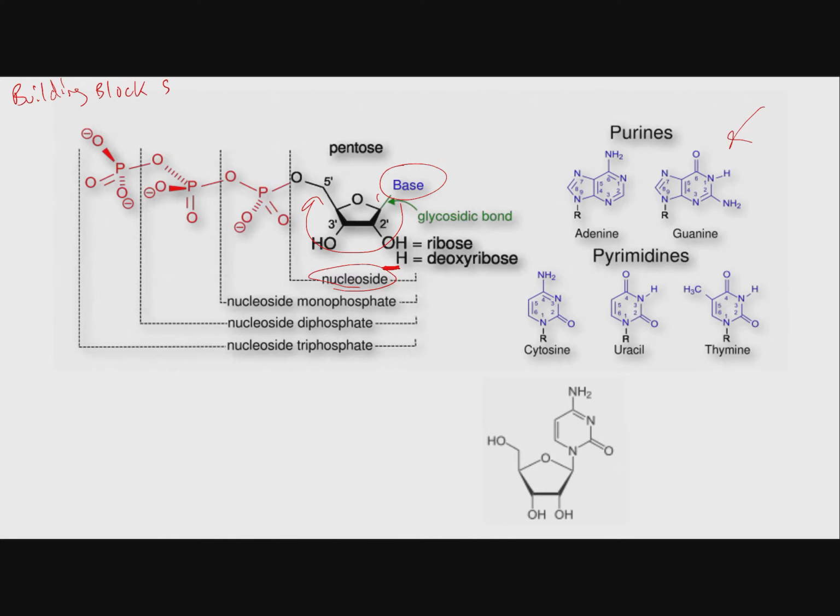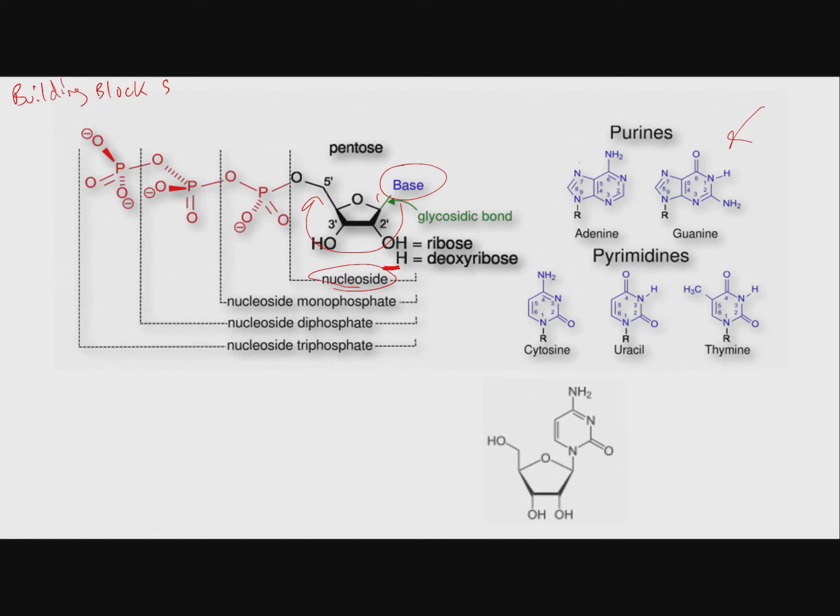Deoxyribose differs at the number 2 position. Nucleotides containing deoxyribose are called deoxyribonucleotides, and they are found in DNA. Nucleotides containing ribose are called ribonucleotides, and they're found in RNA.